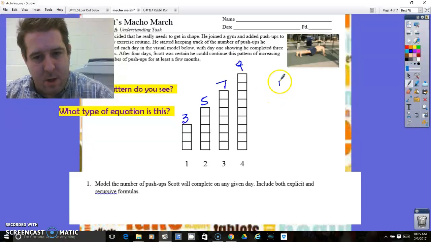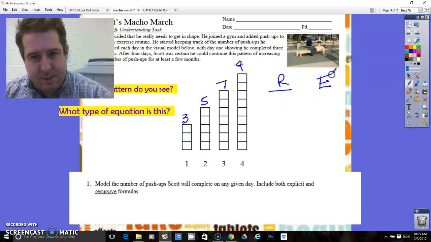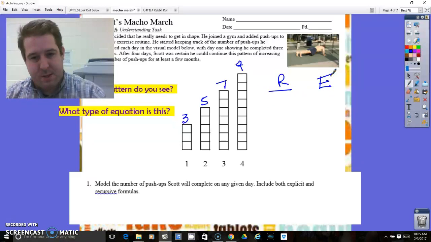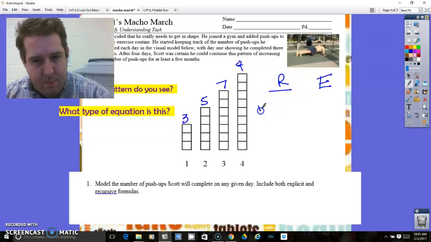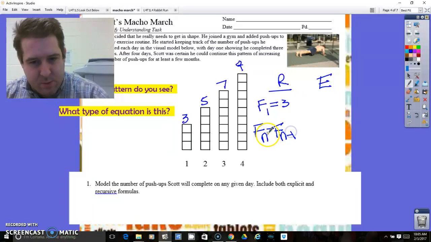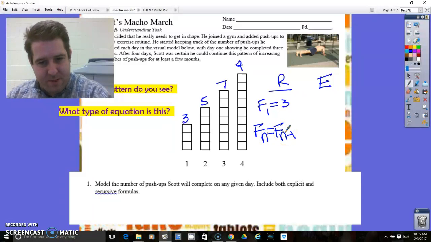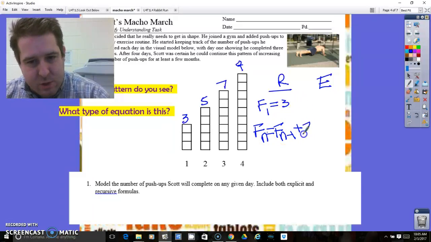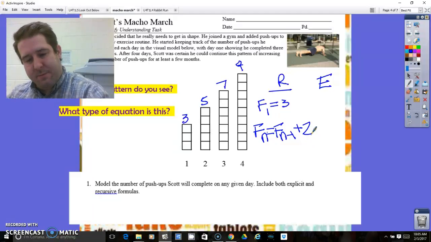We're going to talk recursive and explicit formulas. That's basically the goal for this lesson. For the recursive formula, I want to give a starting point, so I would say f of 1 is 3 push-ups. f of n is equal to f of n minus 1, which represents the amount of push-ups in the previous day, and you're adding 2 to it because that's the common difference.